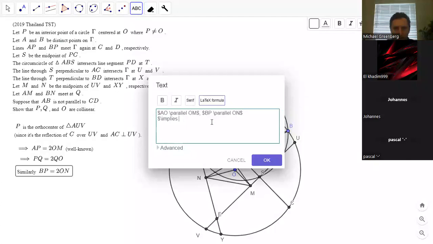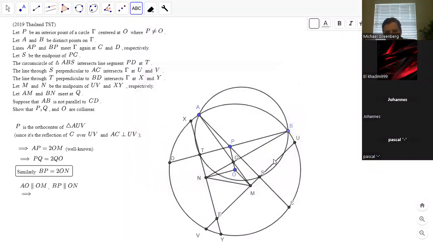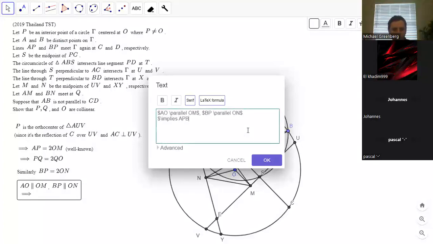So that means that APB and NOM are homothetic about Q with ratio -2, which implies that P, Q and O are collinear. Okay. All right, let's try to find some harder problems.